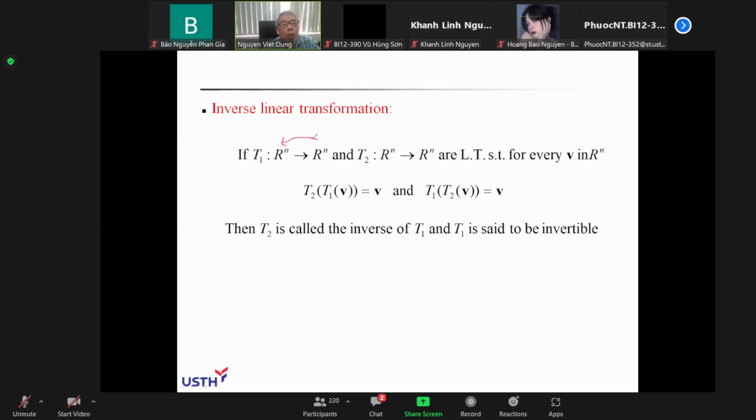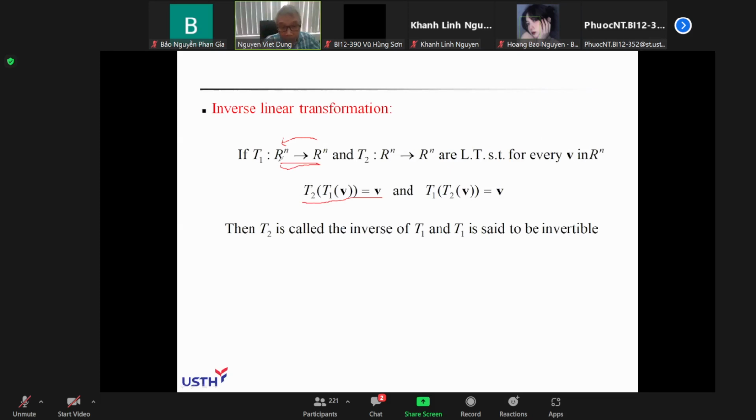That is T2 going from here. So then, if you consider T2 composed with T1, it means that you go from here to there and then go back to here. That equality says that if you go from here to there and go back here, then you get the identity transformation.